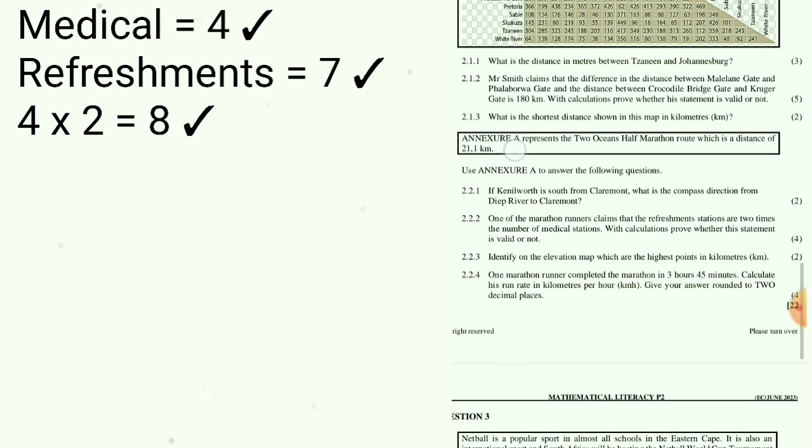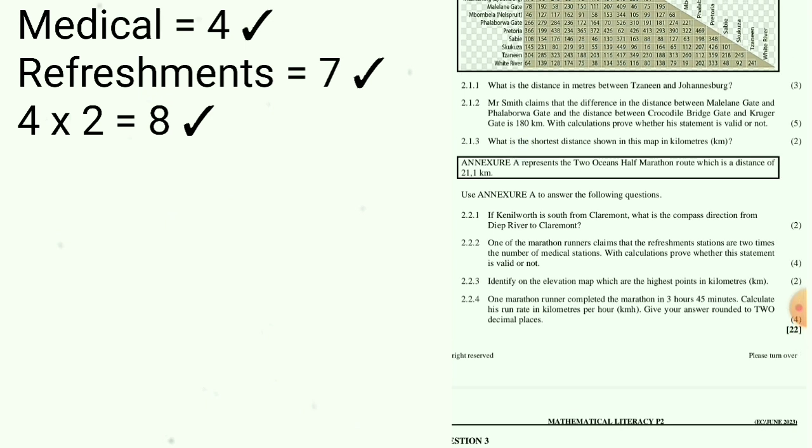Remember, the question says the runner claims that the refreshment stations are 2 times the number of medical stations. It doesn't mean just 2. That simply means if the medical station is, let me say, 5 kilometers, I will make an example, then the refreshment has to be 10 kilometers, 2 times more.